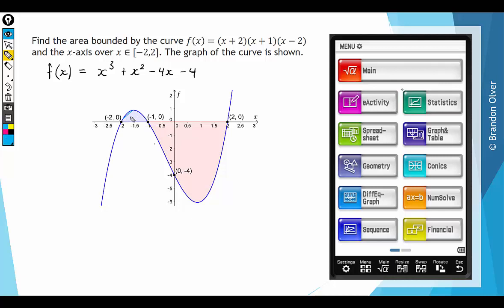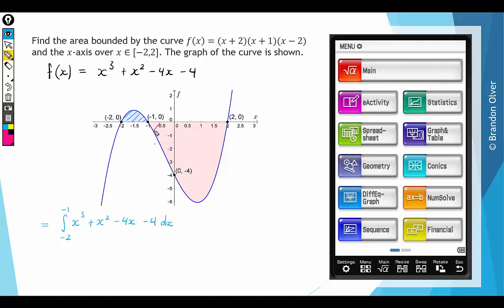For this part of the curve, where we're between -2 and -1, it's above the x-axis. So its area is going to be given by the integral from -2 to -1 of f(x), which is x³ + x² - 4x - 4, with respect to x.